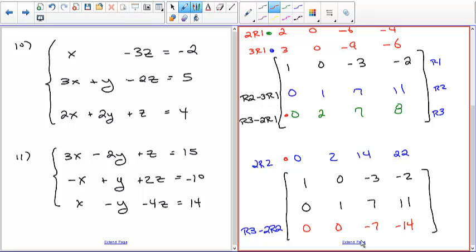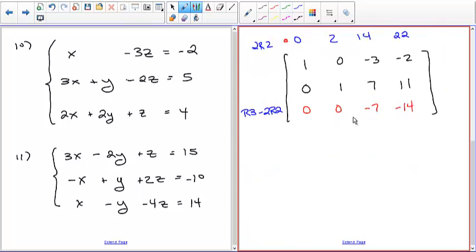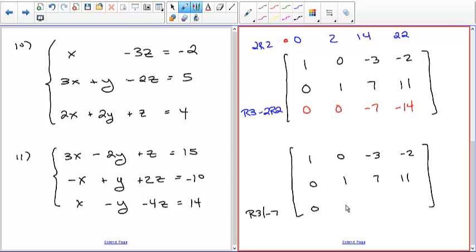Okay, so now we want to get a 1 here, and to do that we just have to take row 3 and divide by negative 7. Everything else, the first 2 rows, stay the same. So 0 divided by negative 7 is 0, 0 divided by negative 7 is 0. Negative 7 divided by negative 7 is 1. Negative 14 divided by negative 7 is 2.